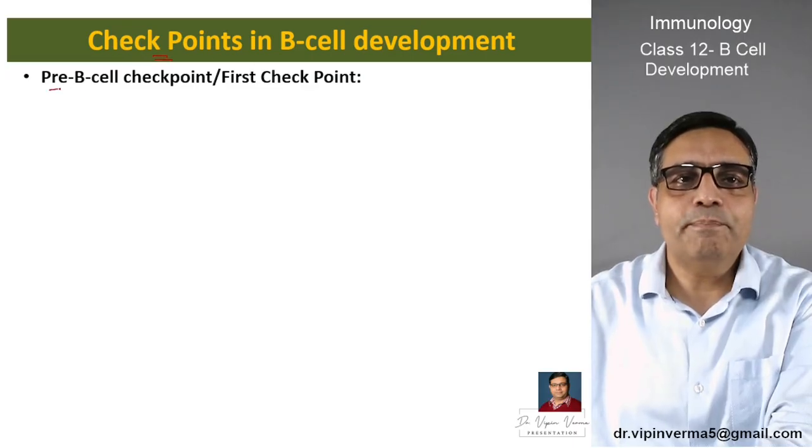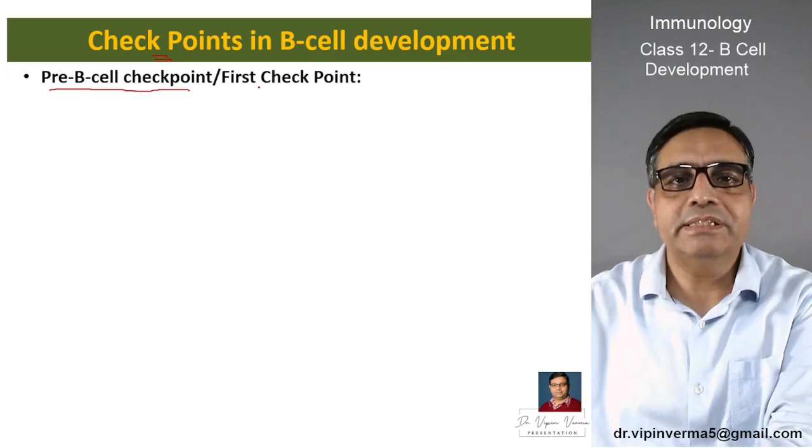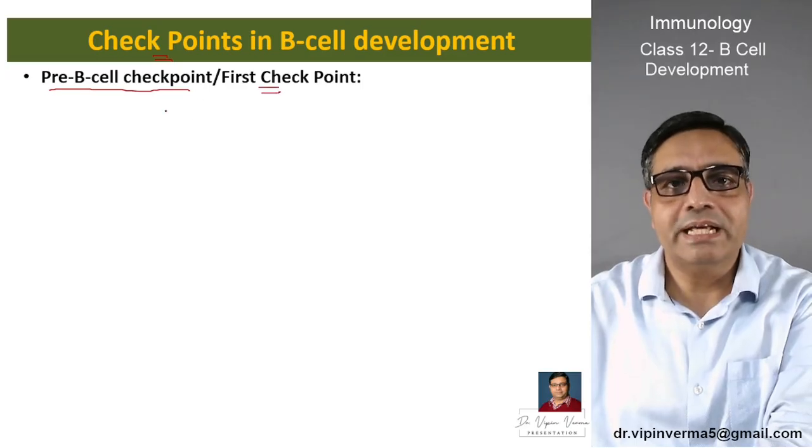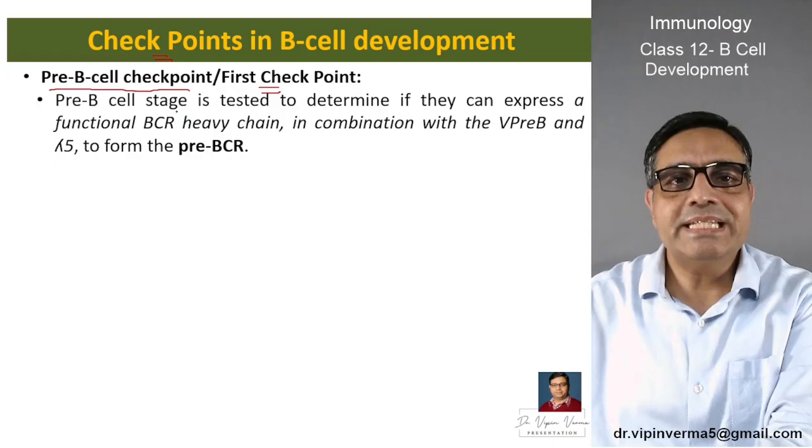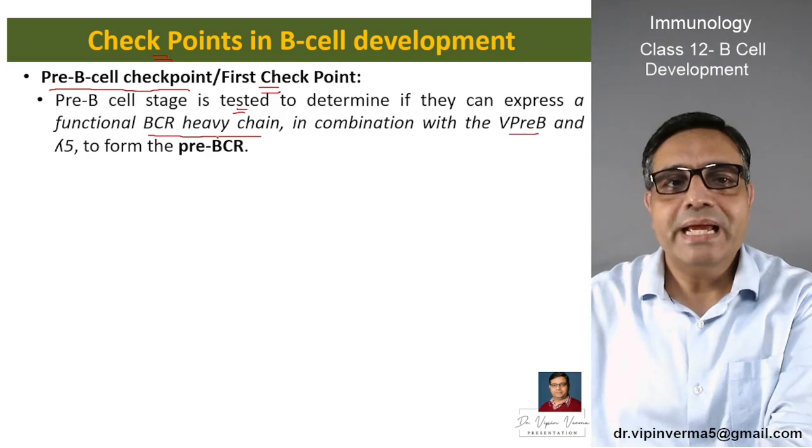Okay. Now let's discuss the checkpoints in B cell development. We have the pre-B cell checkpoint, which is the first checkpoint we saw in our last slide. The pre-B cell stage is tested to determine if it can express a functional BCR heavy chain in combination with V pre-B and lambda 5 to form the pre-BCR. So that means the pre-BCR consists of a BCR heavy chain and V pre-B and lambda 5.